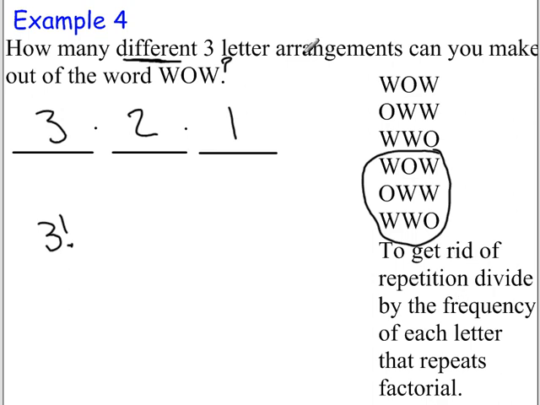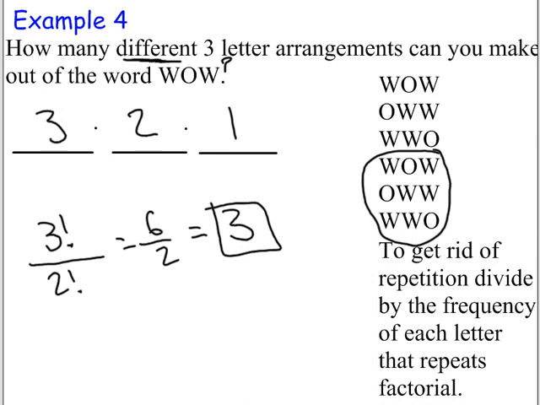So what do I mean? Look at the letter W. The letter W repeats, and it repeats twice. So if you want to get rid of the repetition, you're going to divide by 2 factorial. So that's going to be 6 divided by 2, you get 3. So the answer is 3. There are 3 different 3-letter arrangements that you can make out of the word wow. And by the way, they're listed here.